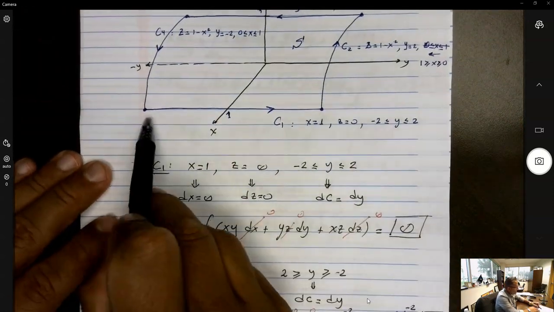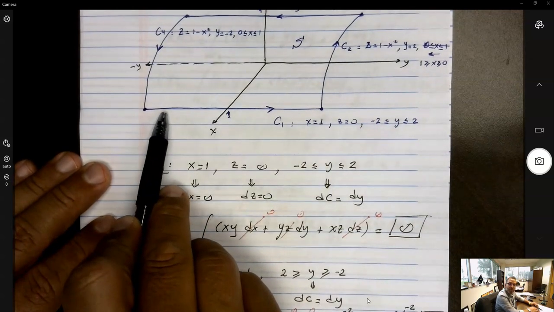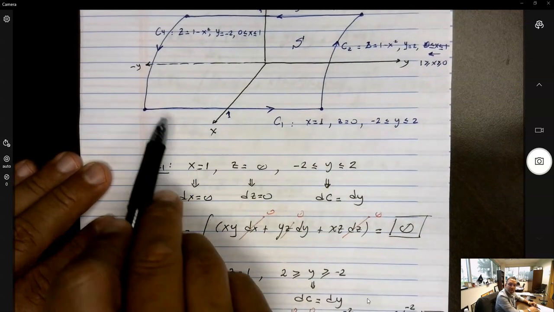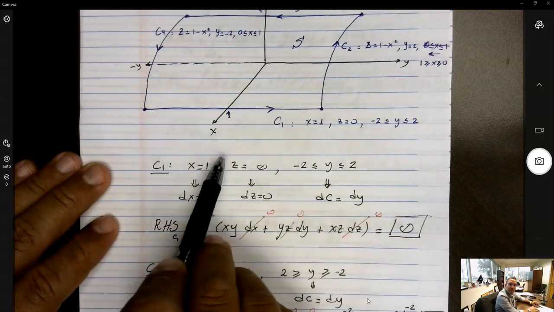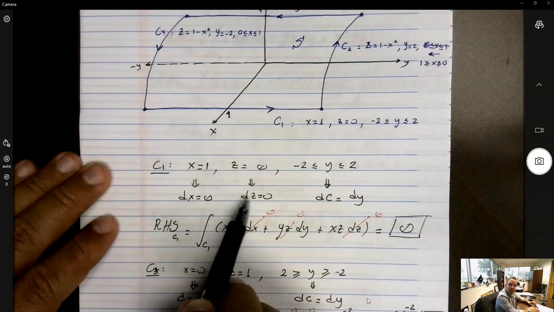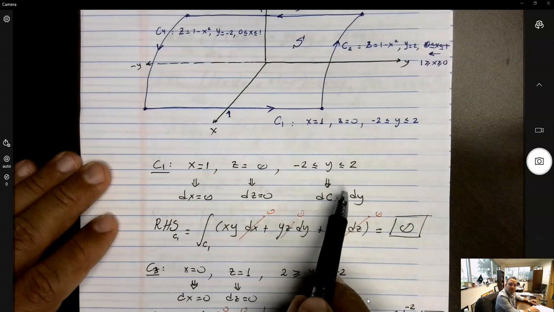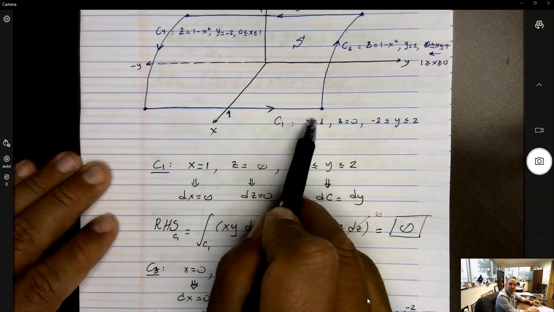Alright, so along curve C1, you notice that x is equal to a constant, it's equal to 1, z is equal to a constant, so it's equal to 0, and therefore dx and dz are also equal to 0, and y will go from minus 2 to 2.